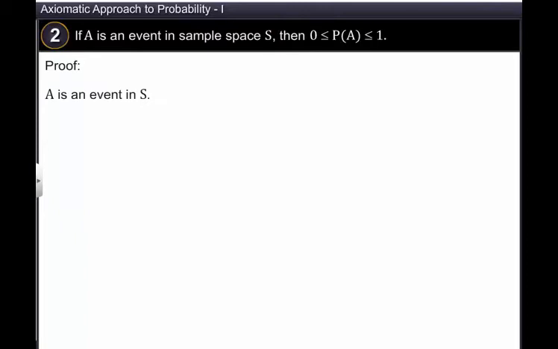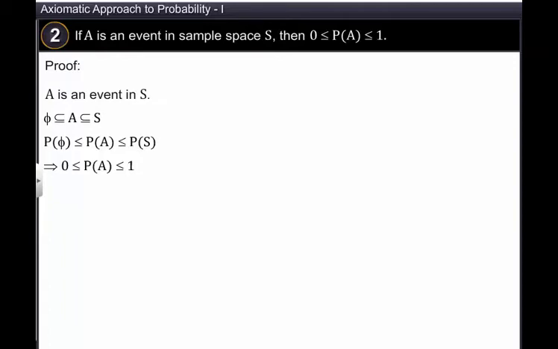Given that A is an event in sample space S, we know that phi is a subset of any event. Thus, phi is a subset of A, which is a subset of S. Therefore, P of phi is less than or equal to P of A, which is less than or equal to P of S. We know that the probability of a null set is 0 and the probability of a sample space is 1. Hence, the probability of an event of a sample space always lies between 0 and 1.